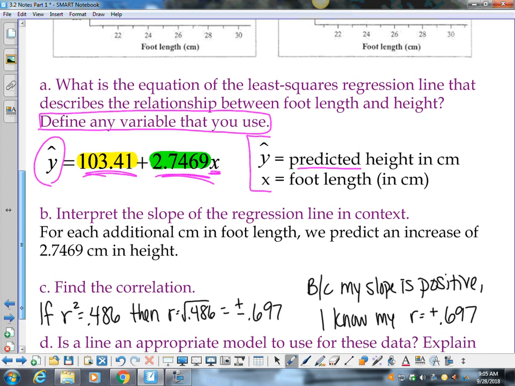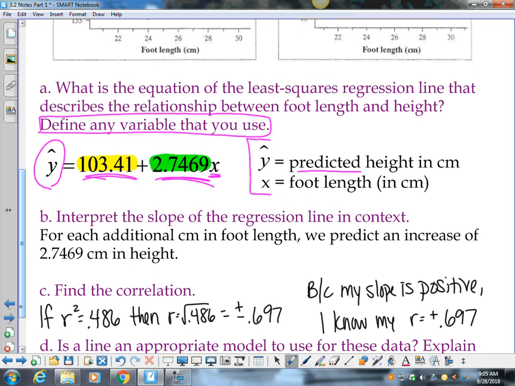B, interpret the slope of the regression line in context. This is my slope. Put it over 1. And it's for each additional centimeter in foot length, we predict an increase of that many centimeters in height. This is the word that's important.